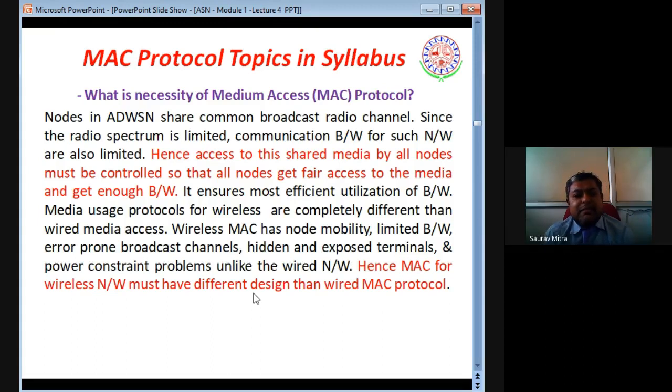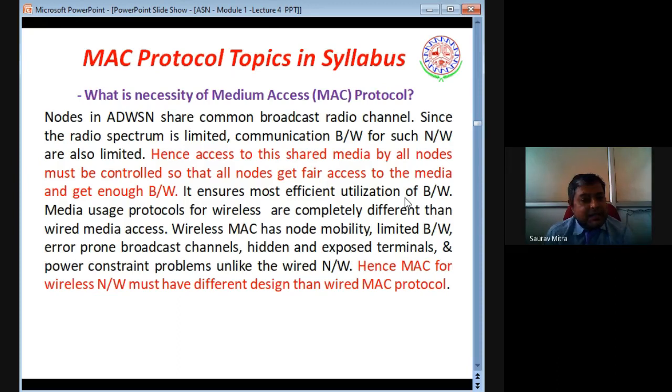The basic point is that the same bandwidth is shared by all the sensor nodes, and we have to define certain rules. If each sensor node follows that rule, then all the sensor nodes will be able to access data from that same bandwidth, which is common for all of them. So the MAC protocol ensures the most efficient utilization of bandwidth among all the sensor nodes.